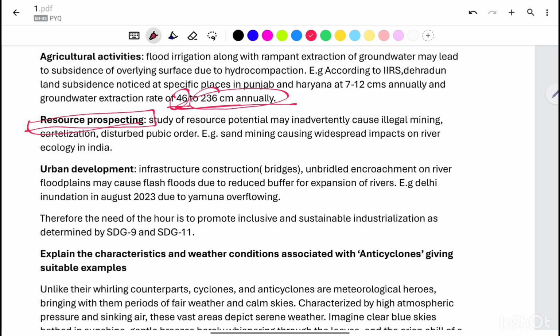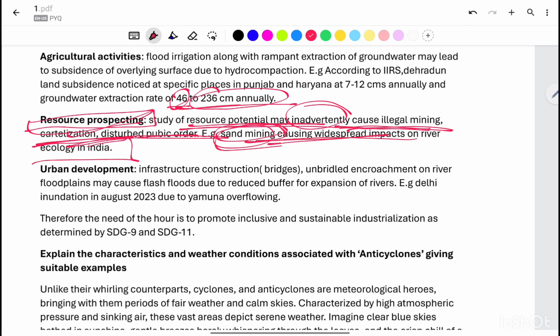Resource prospecting. Study of the resource potential may inadvertently cause illegal mining. Resource prospecting is when you are studying the resources. Illegal mining, cartelization, disturbed public order. An example is sand mining, which caused widespread impact on the river ecology.